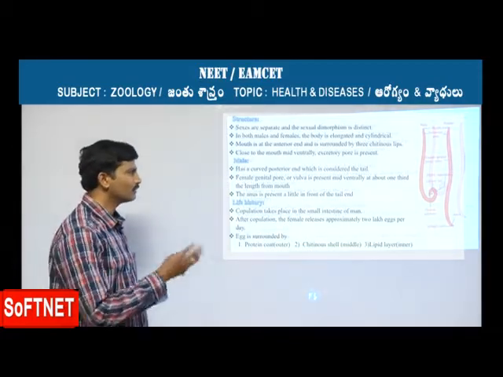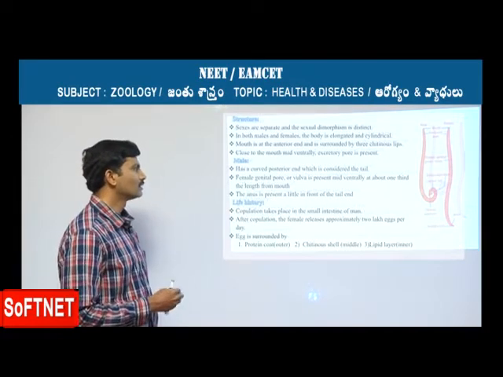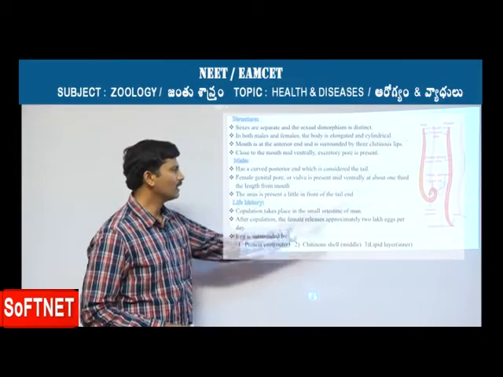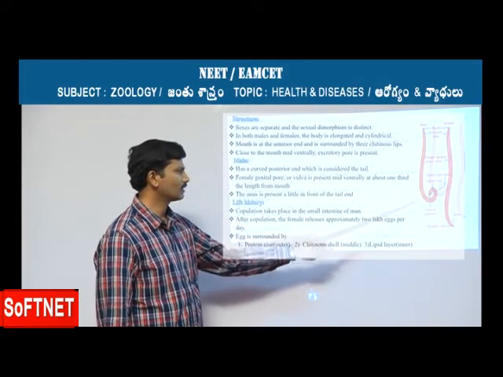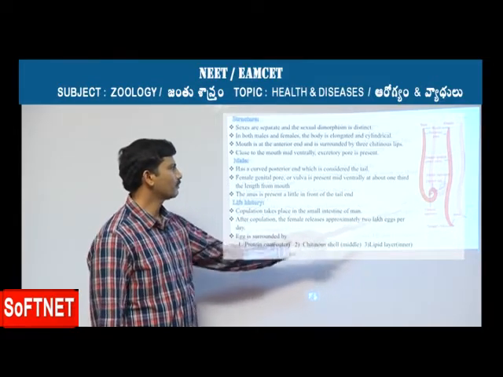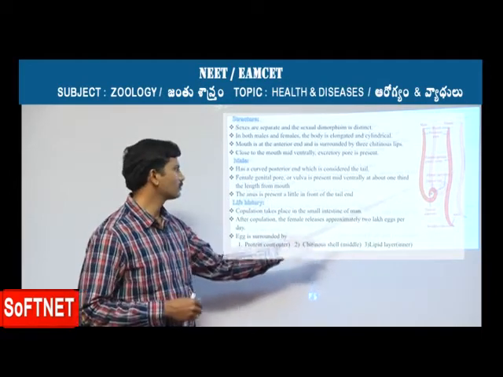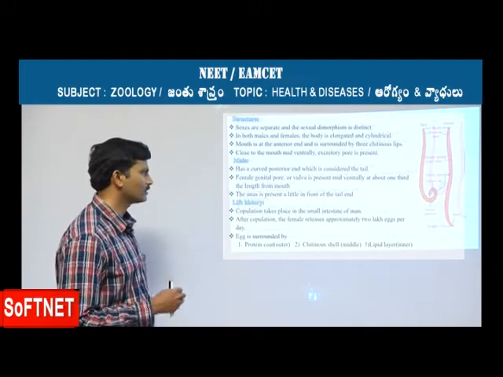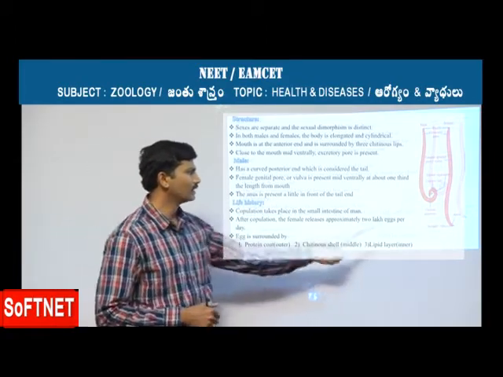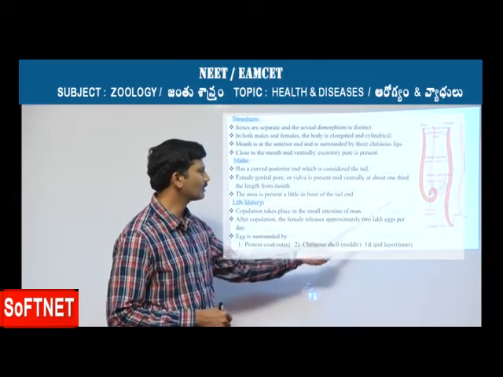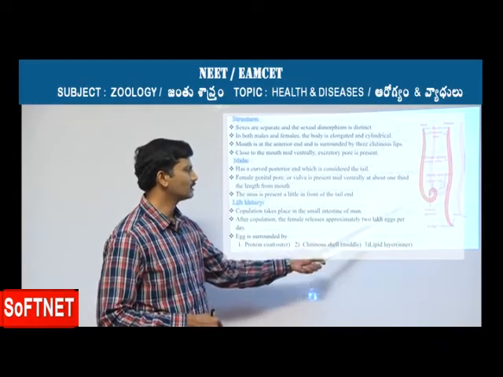Let's move on to the differences between the male and female. How can you differentiate the male from the female? At the posterior end of the male, which is considered a tail, a curved tail is present, whereas the female has a straight tail. That is how we can differentiate a straight tail from a curved tail.